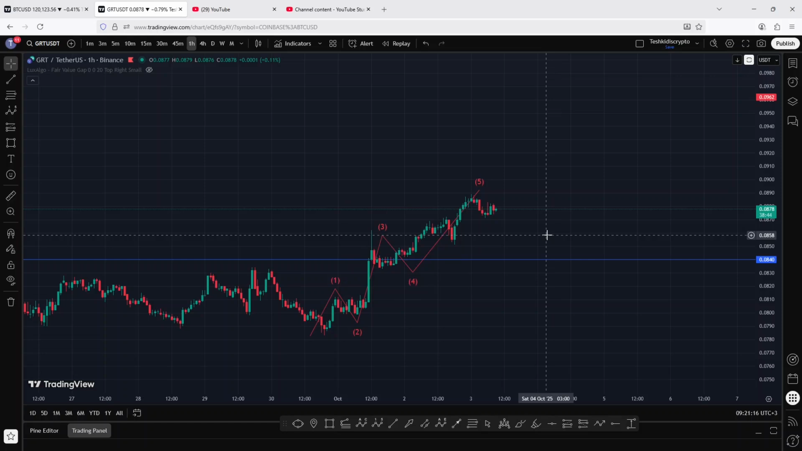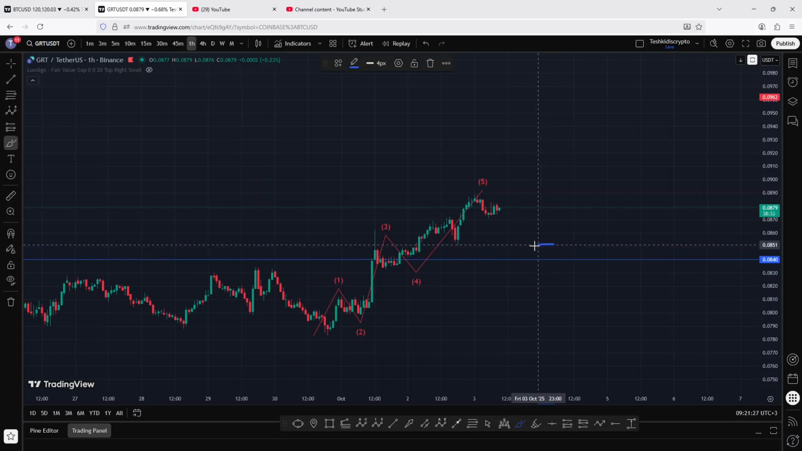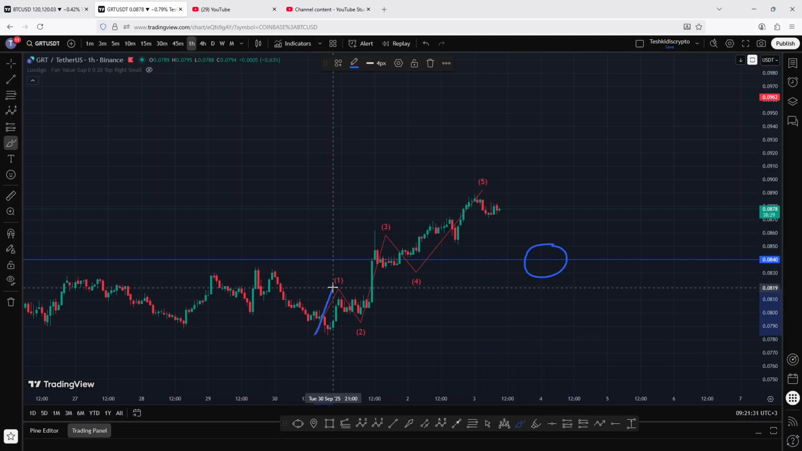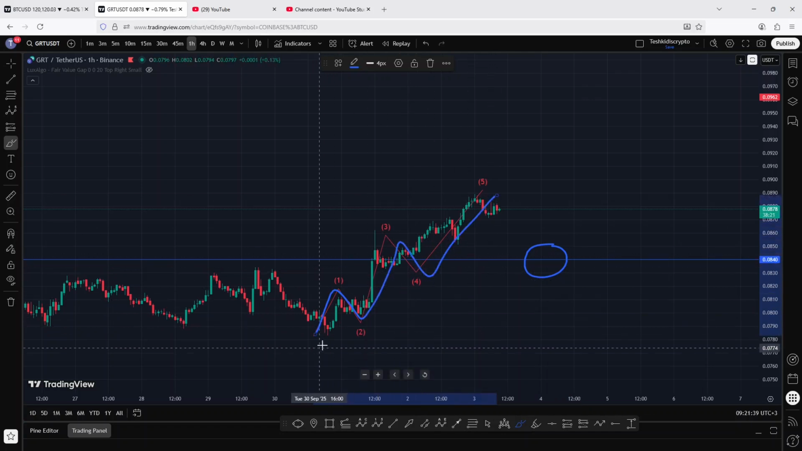The graph at the time of this recording continues to see higher prices, and we are holding above a horizontal line of support above the 0.084 USDT mark. We have also continued to obey the ED12 structures, and at the time of this recording it is most likely that we have now completed a 5-wave structure to the upside from the lows we made on the 30th of September.